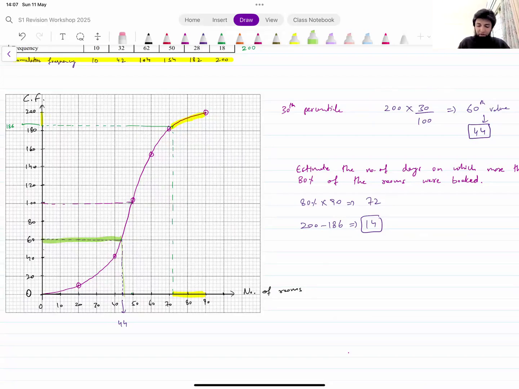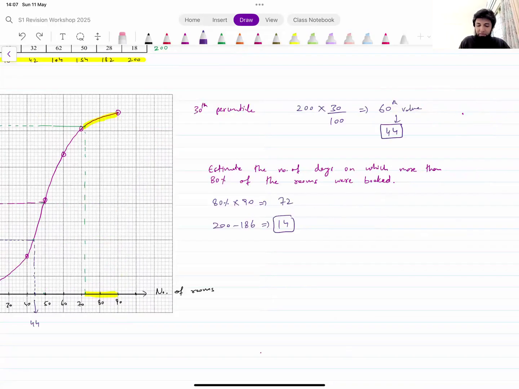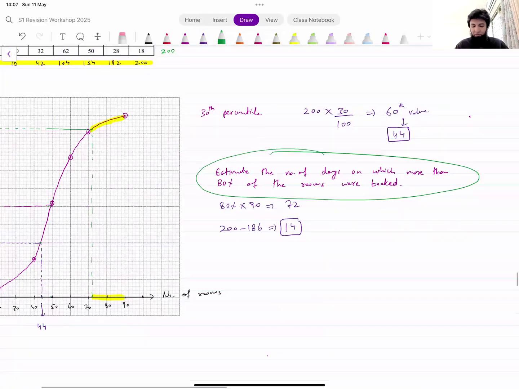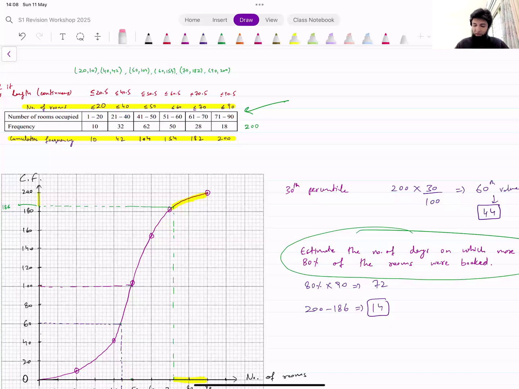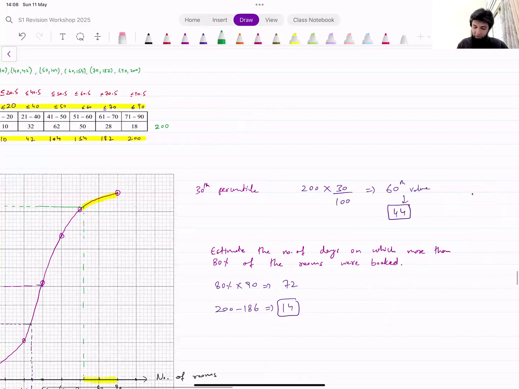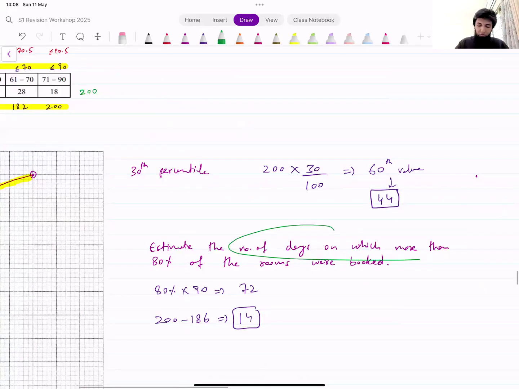Now, this is the more tricky part of this. Sometimes they say something like this: estimate the number of days on which more than 80% of the rooms were booked. So this data represents the number of rooms and the frequency, the number of days on which each of these numbers of rooms were booked. So if you want to find the number of days on which more than 80% of the rooms were booked, first of all, let's find the 80%.